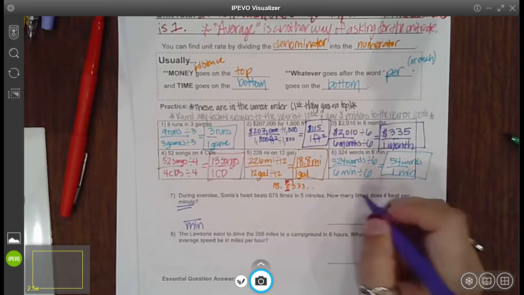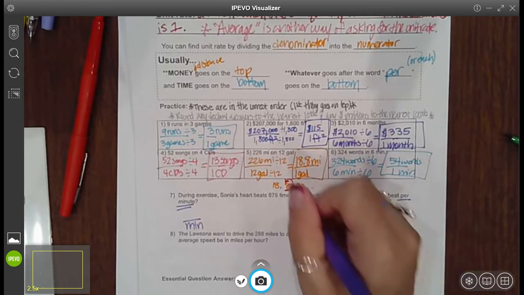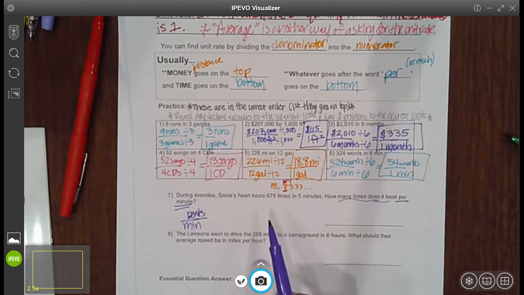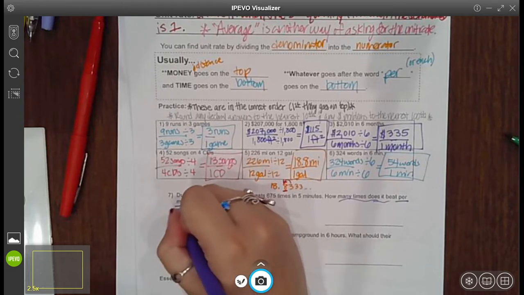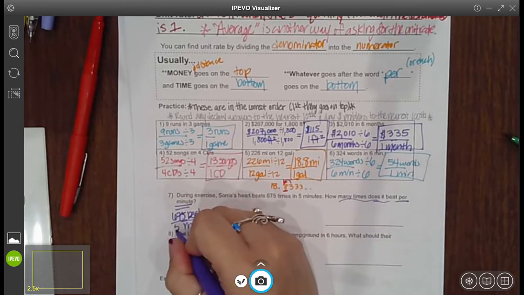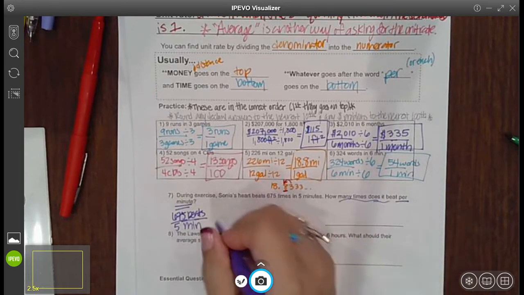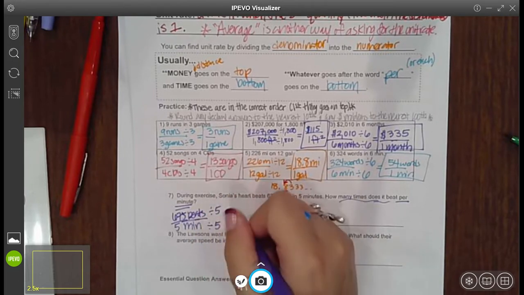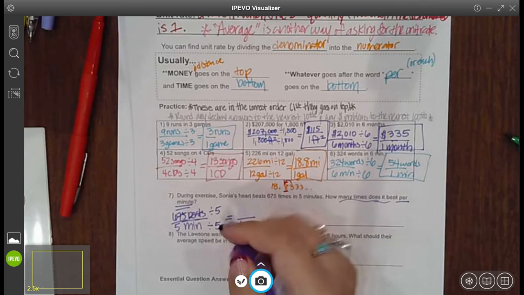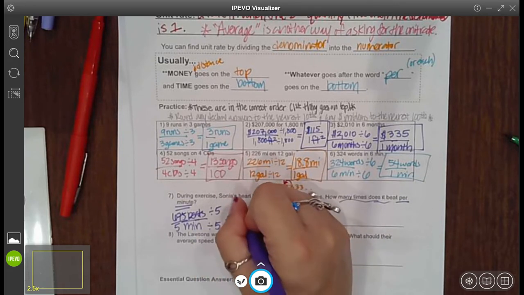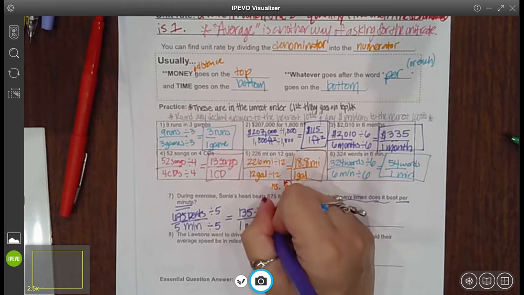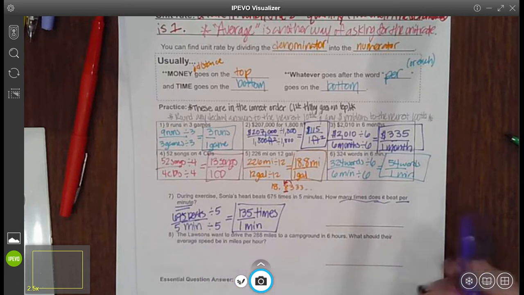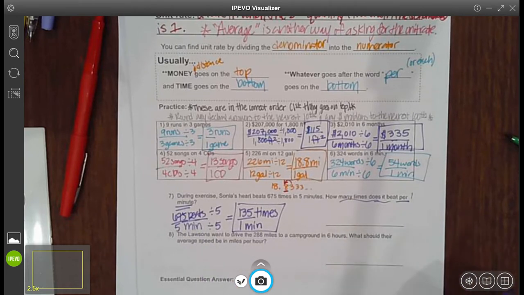Okay, and what came before that? How many times does it beat? Okay, so I can put the number of beats on top. Okay, now that I established what goes where, let's fill it in. 675 goes with how many times it beats in 5 minutes. And if I want to find how much it beats per 1 minute, let's make the denominator become 1 by dividing it by itself. 5 divided by 5 is 1, so you have 1 minute. 675 divided by 5 is 135. So it beats 135 times per minute. When it says just per minute, that's implying it's per 1 minute.